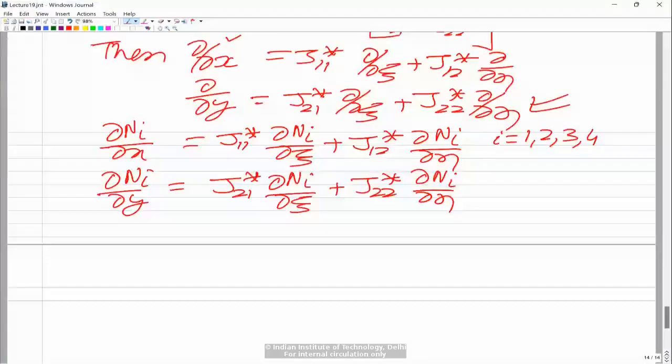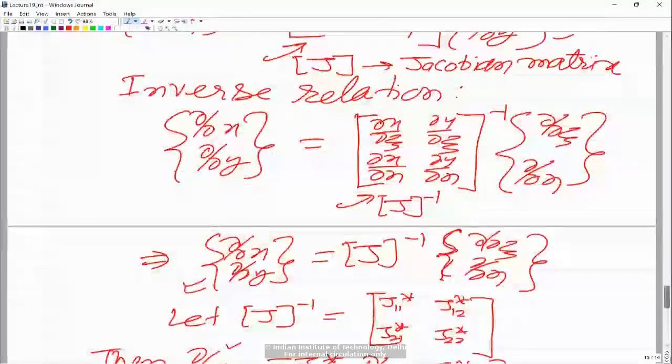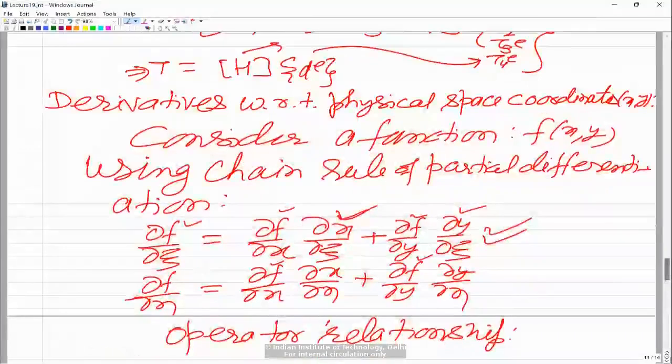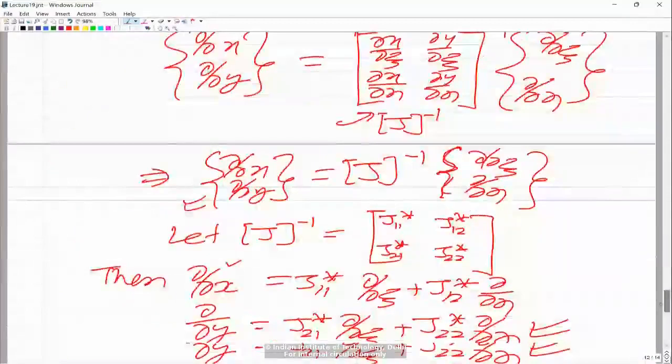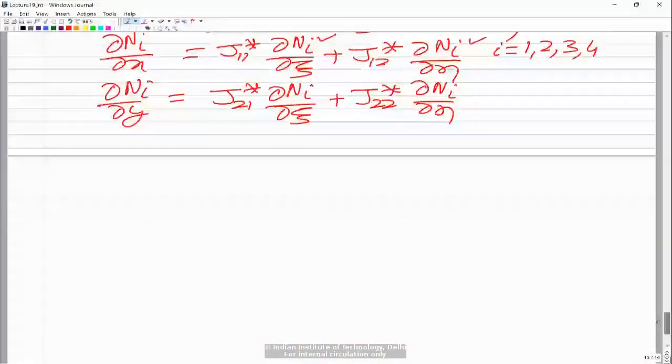Of course, we need to know the derivatives with respect to xi and eta, and that we can do easily. You have the expressions for N1, N2, N3, and N4 written over here. You can easily find their partial derivatives with respect to xi and eta, and then substitute them in this expression to get the derivatives of these shape functions with respect to x and y. You would be able to see that del N1 by del xi is needed in these equations, this equation and this equation.